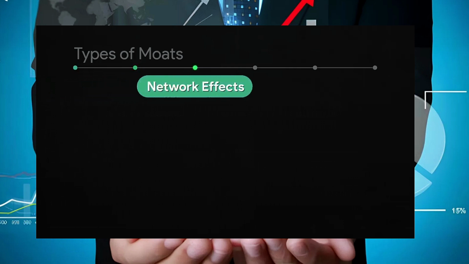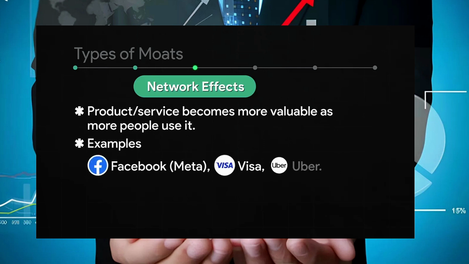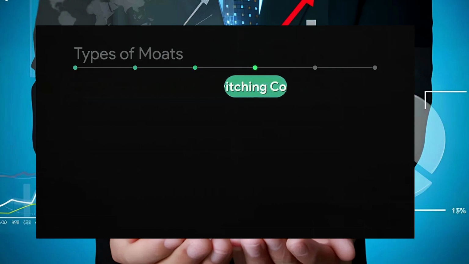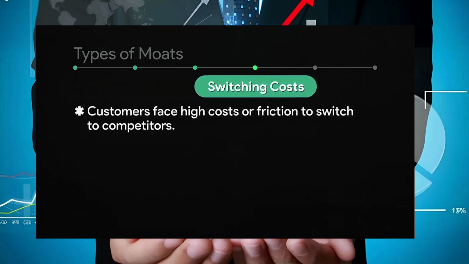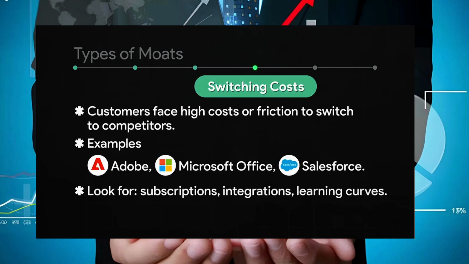Number three is network effects. The product or service becomes more valuable as more people use it. So examples would be like Facebook or Meta, Visa, Uber. Look for rapid user growth, lock-in effect, and platform model. Four would be switching costs. Customers face high costs or friction to switch to competitors. Some examples are Adobe, Microsoft Office, and Salesforce. Look for subscriptions, integrations, learning curves.